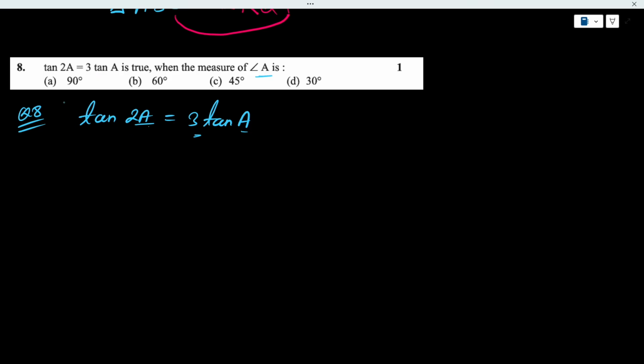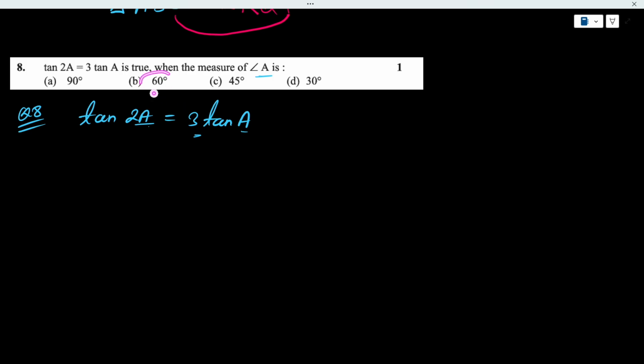If I substitute the value of A as 90, then 2A will become tan 180, right? And here tan 90 is infinity. So we don't know what tan 180 is, and tan A is infinite. So this option cannot be true, right? A value cannot be 90 because it is an undefined value.